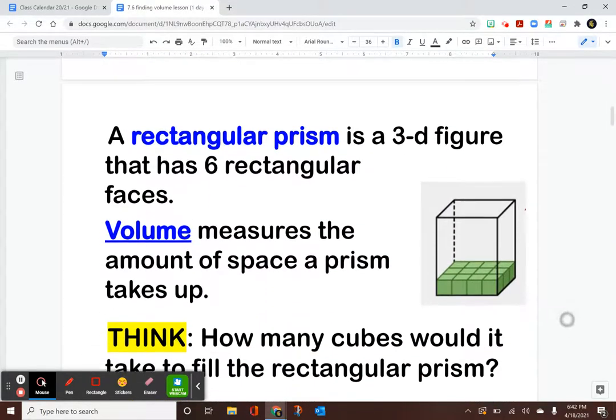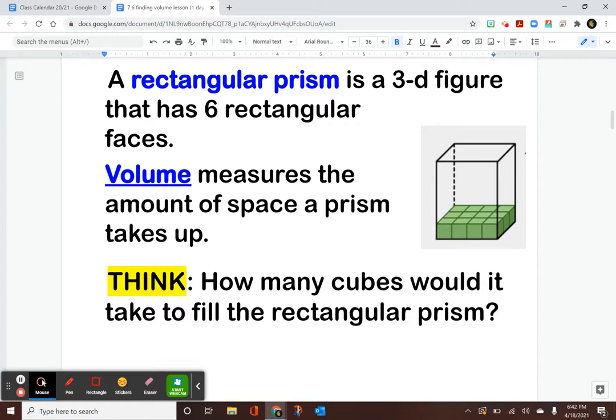So again, a rectangular prism is just a 3D shape. It has 6 rectangular faces. Volume measures the amount of space a prism takes up in its three-dimensional way. We're not unfolding our prisms today and laying them flat. We are looking to put things inside.